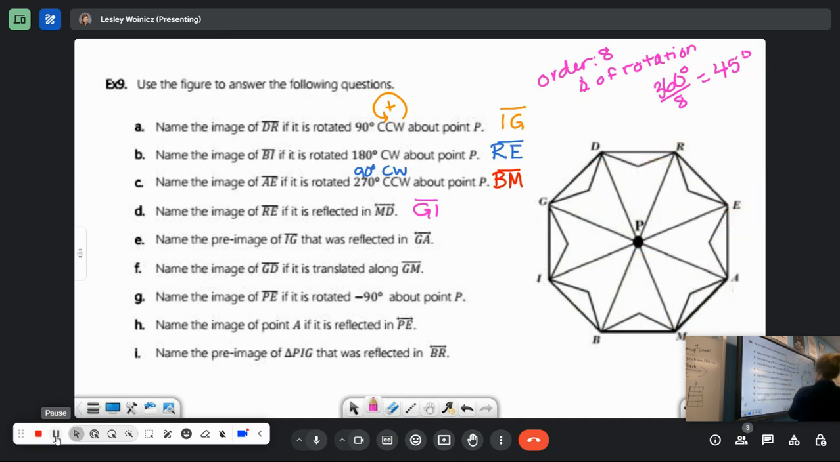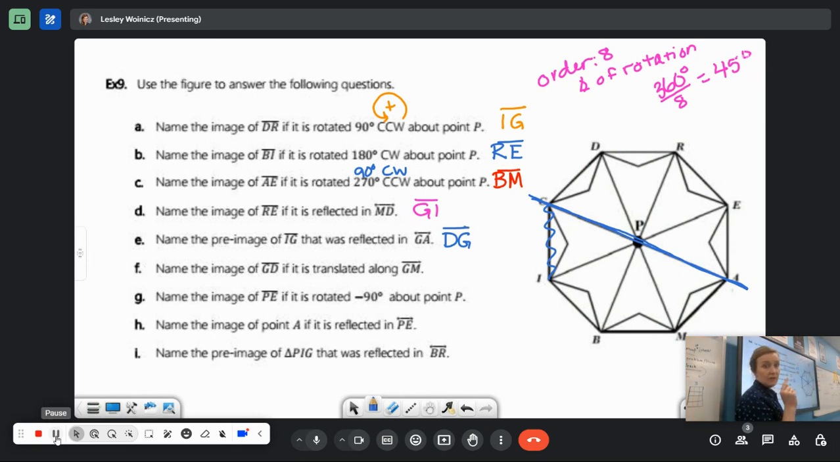Okay, find the pre-image of IG that was reflected in GA. So change your line of reflection. So we're finding the pre-image. So point I had to come from where? Point D. And G just came from itself, G, because it's on the line of reflection.